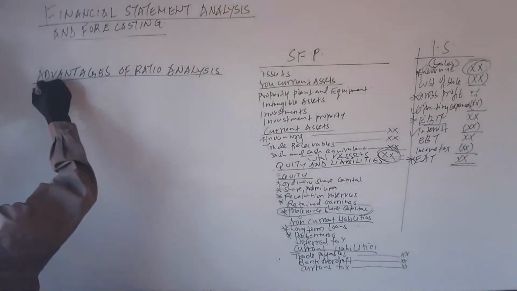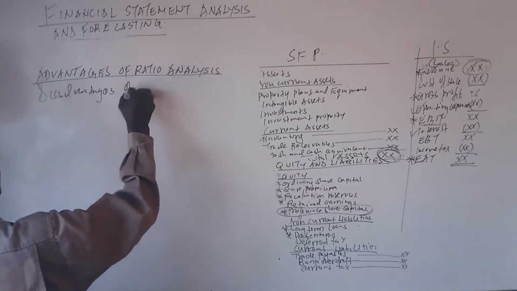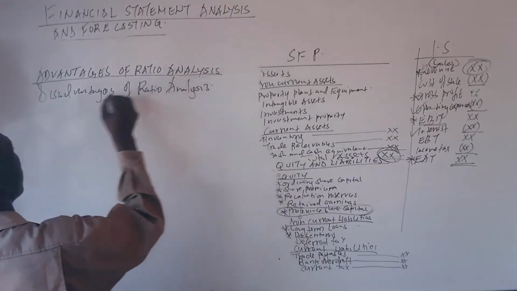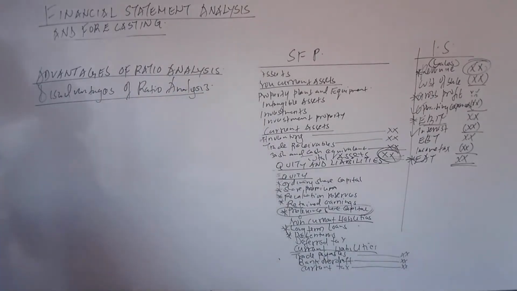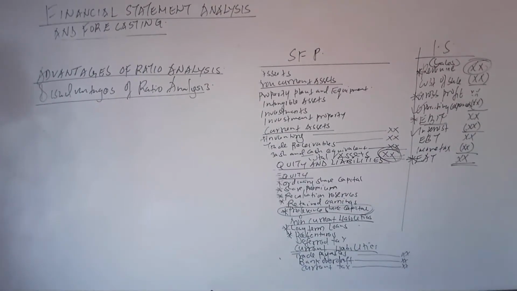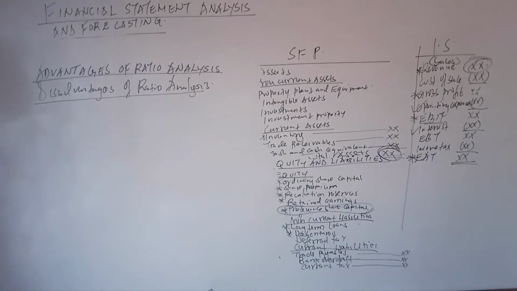Disadvantages of ratio analysis. Number 1, ratios ignore the effect of inflation, i.e., an increase in sales may be due to increase in selling price.